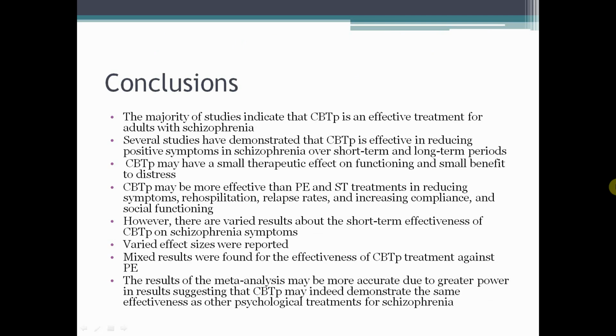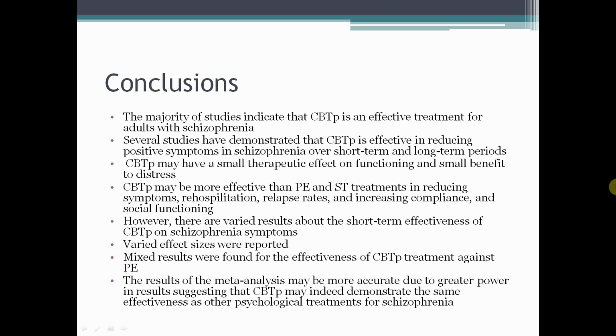To conclude, the majority of studies indicate that CBTP is an effective treatment for adults with schizophrenia. Several studies have demonstrated that CBTP is effective in reducing positive symptoms in schizophrenia over short-term and long-term periods. CBTP may have a small therapeutic effect on functioning and small benefit to distress. It may also be more effective than PE and ST treatments in reducing symptoms, rehospitalization, relapse rates, and increasing compliance and social functioning.